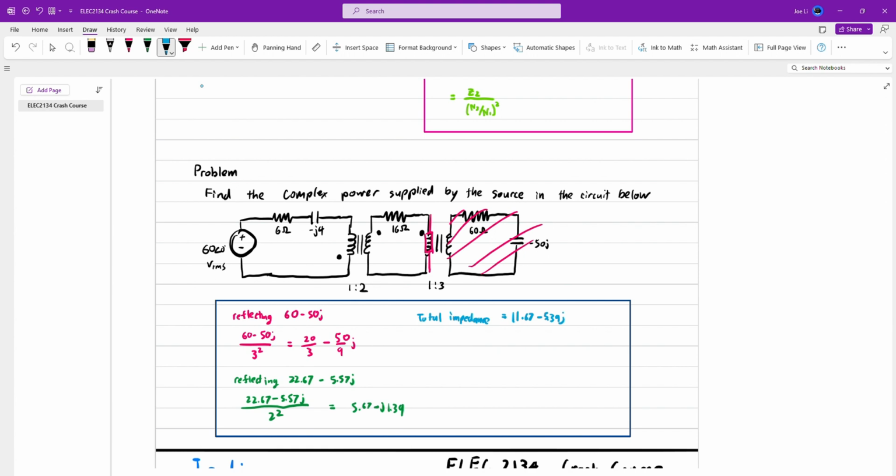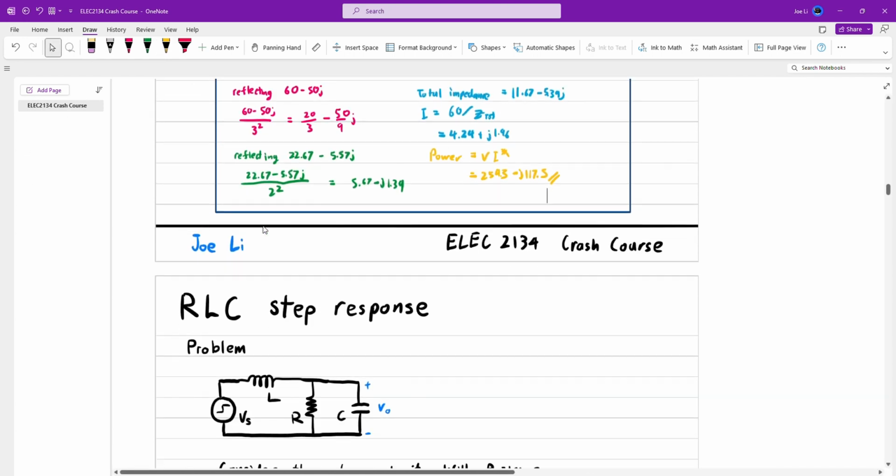Now, to find the complex power, first we need to find the current. The current is simply the voltage divided by the total impedance, which turns out to be, chuck it in the calculator, 4.24 plus J times 1.96. Now the power: power equals V times I conjugate. Chuck it into your calculator and you will find 254.3 minus J117.5. That will be your power. Okay, we're done with this part.